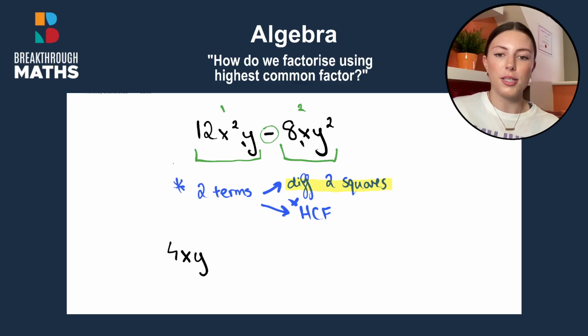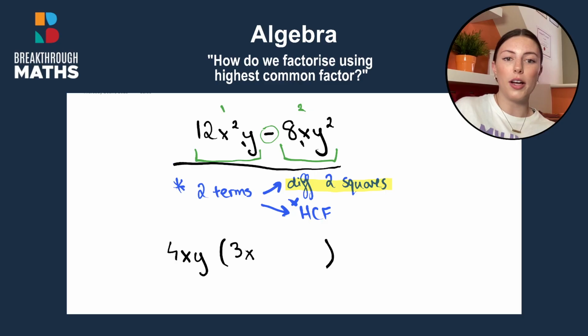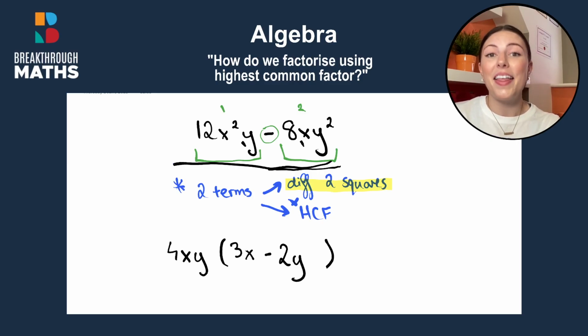So that's really important. Then we open up a bracket and we need to get back to the question we started with from 4xy. So starting with the numbers again, to get from 4 to 12, we have to multiply by 3. And to get from xy to x squared y, we're missing another x. Then we move on to our minus 8xy squared. To get from 4 to minus 8, you need to multiply by minus 2. And to get from xy to xy squared, you're missing a y. And that's your final answer there. And that's how you do factorizing using highest common factor.